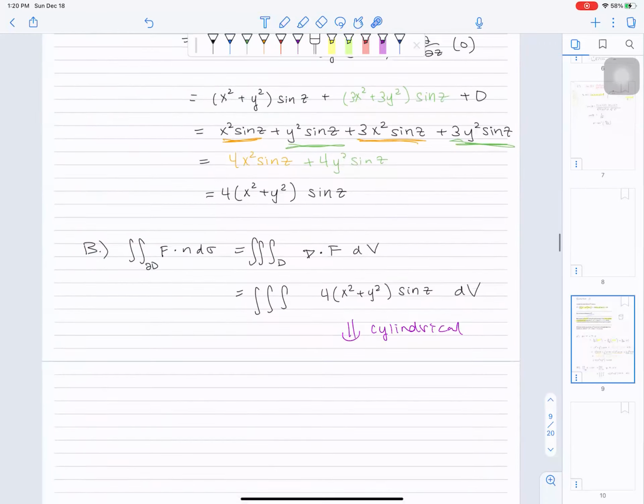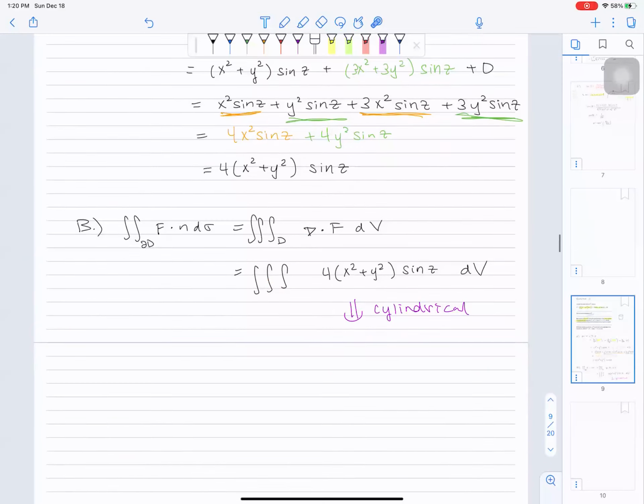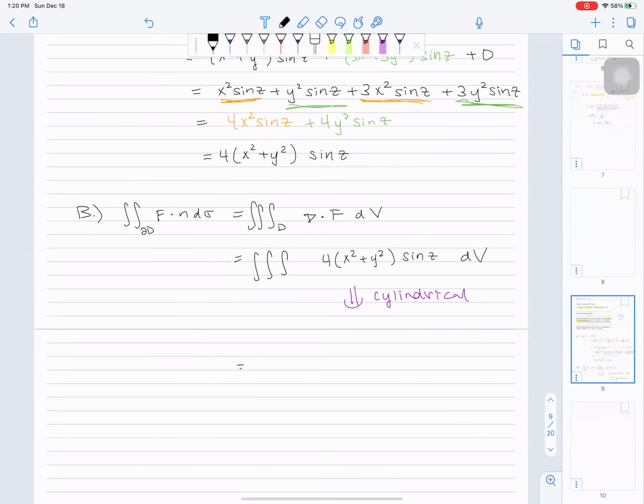If you wanted to keep it in Cartesian coordinates, you would have a bunch of squares and square roots to deal with. So let's convert to cylindrical. That's why I wrote part A in this way, because in cylindrical coordinates, what is x squared plus y squared? That's r squared. So my integrand is 4r squared sine z.